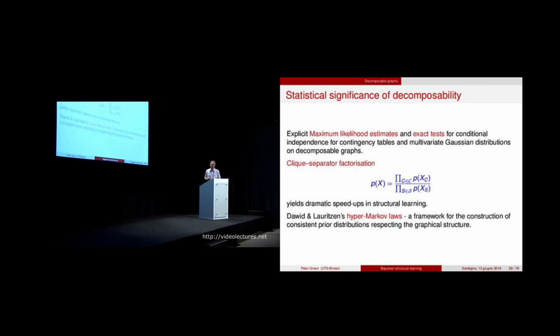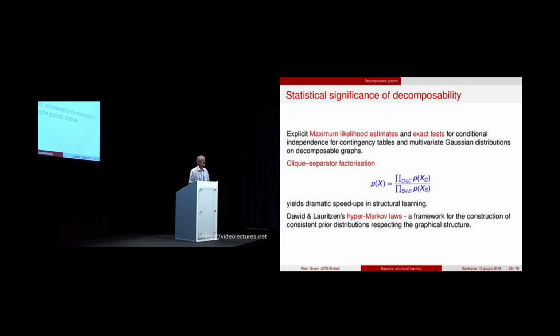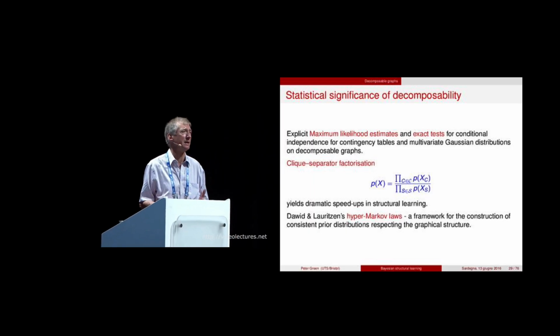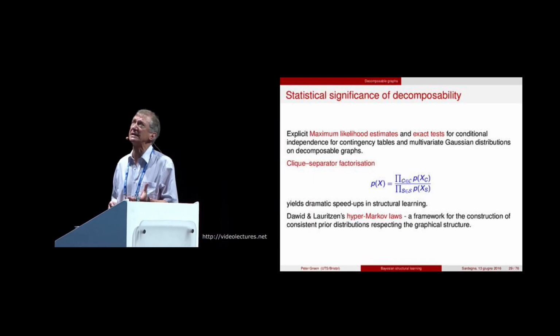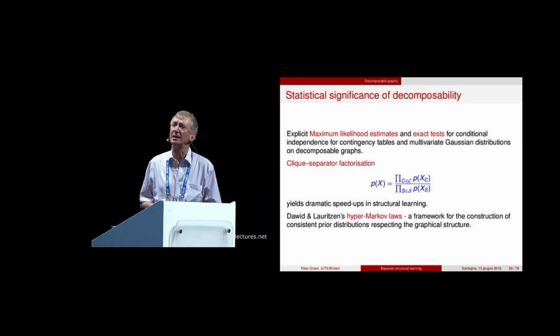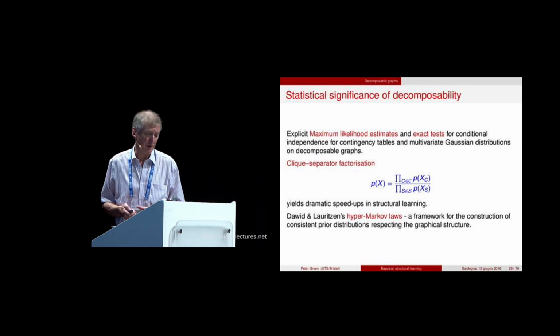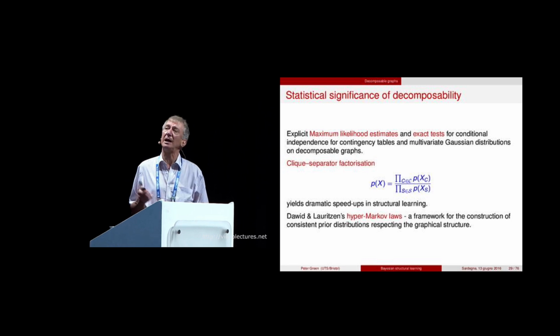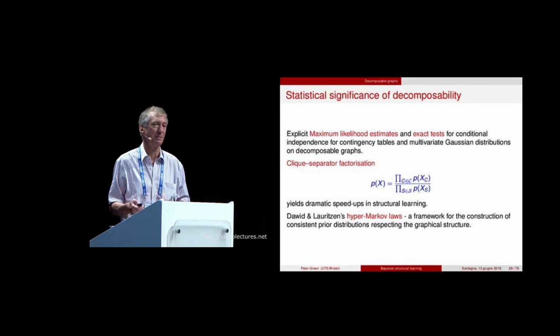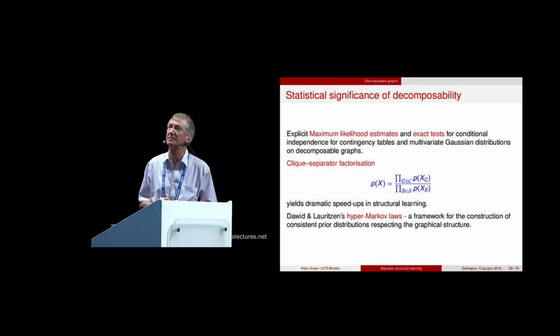There's lots of important statistical significance from this. I mean, it's classical that you can do maximum likelihood estimation explicitly on contingency table models when the graphs are decomposable. That you can do exact tests. We're going to see today that this gives dramatic speedups in structural learning. And for Bayesian, something particularly beautiful: in decomposable graphs, we have a very clear idea of what are the natural priors on parameters to have in these graphs, giving us priors that are both philosophically attractive but also computationally tractable. So it gives us a framework for the construction of consistent prior distributions.